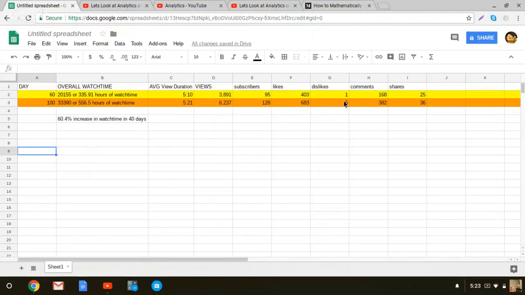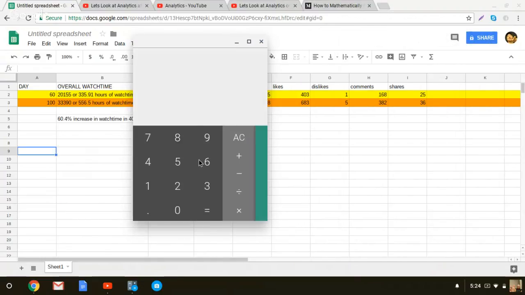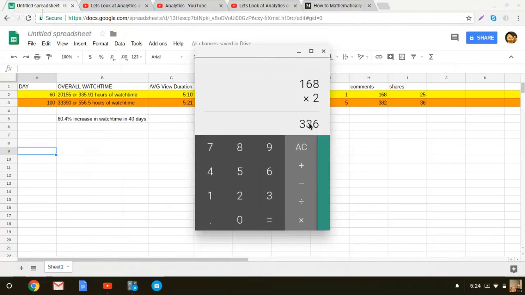Dislikes again have increased a little bit, from 1 dislike to 5 dislikes within the last 40 days. Comments went from 168 comments in the first 60 days to 382 comments in the next 40 days. This is interesting, because think about it, comments have almost doubled. 168 times 2 is 336.